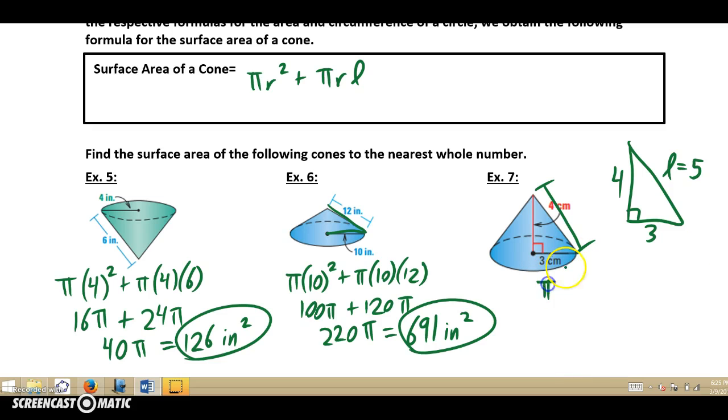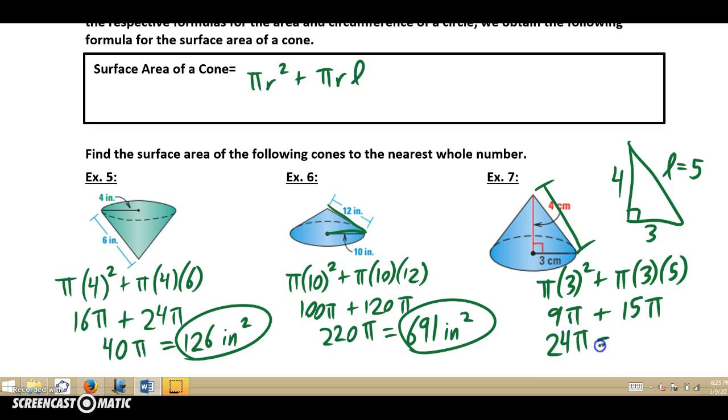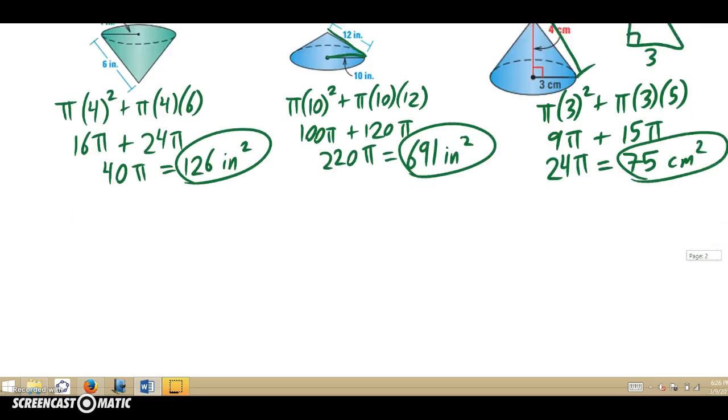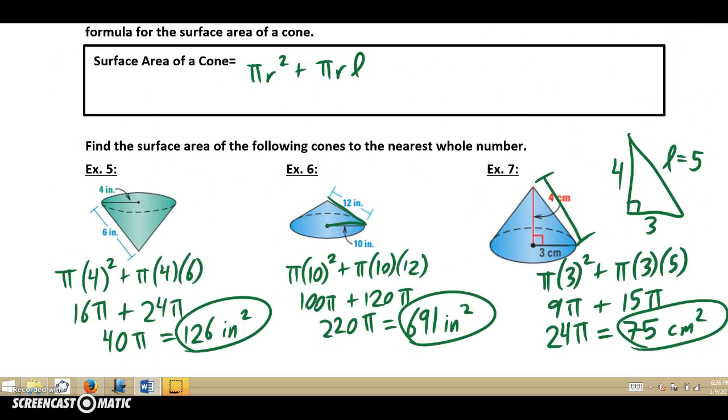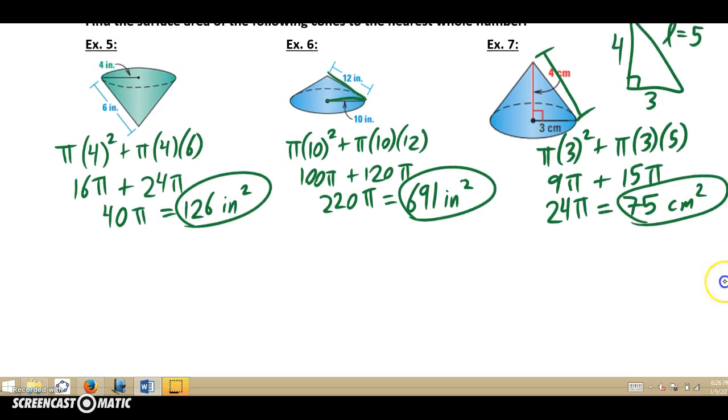So here we go. Pi times r squared plus pi times r times L. So we have 9 pi plus 15 pi and we get a lovely 24 pi, which again, when you multiply by 3.14 and you round it, you get 75.36, which rounds to 75. Alright. So that's it. That's your surface area of a pyramid and a cone.